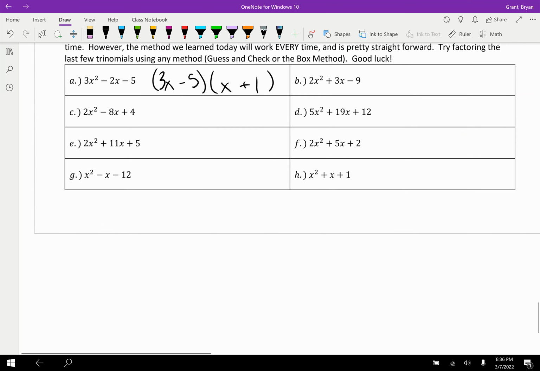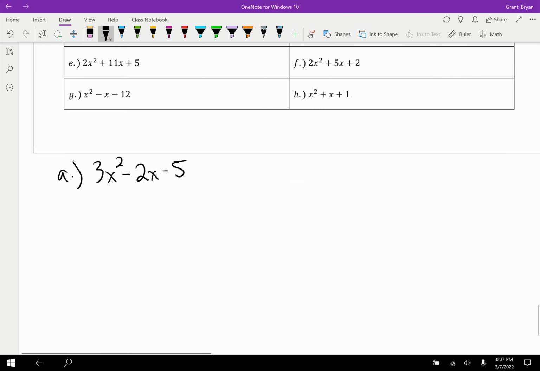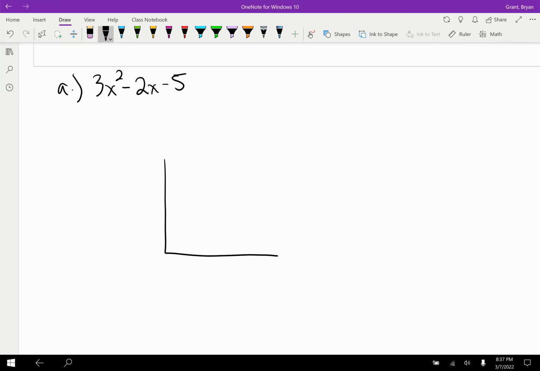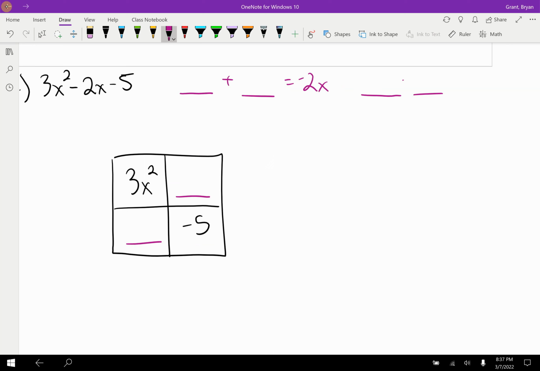Now, could you do A using the box? Of course you could. And should you do it using the box if you are not comfortable with guess and check? Of course you should. So here is A. We'd start to set up the box. We would say this is 3x squared and negative 5. We know that our two numbers inside the box that we haven't filled yet are going to split up the negative 2x term. And they have to multiply to equal the same diagonal. So they're going to have to multiply to equal 3 times negative 5, negative 15x squared.